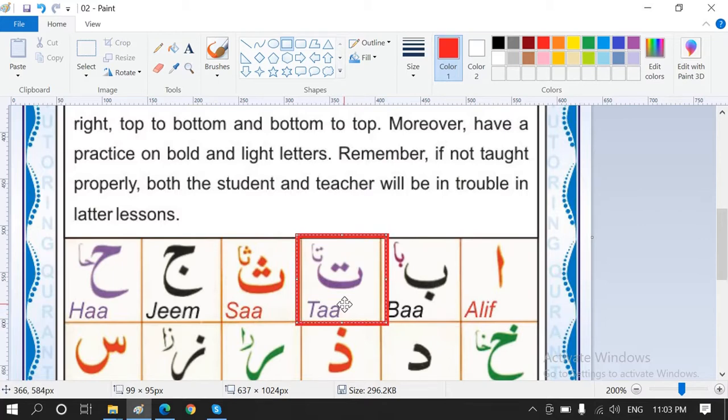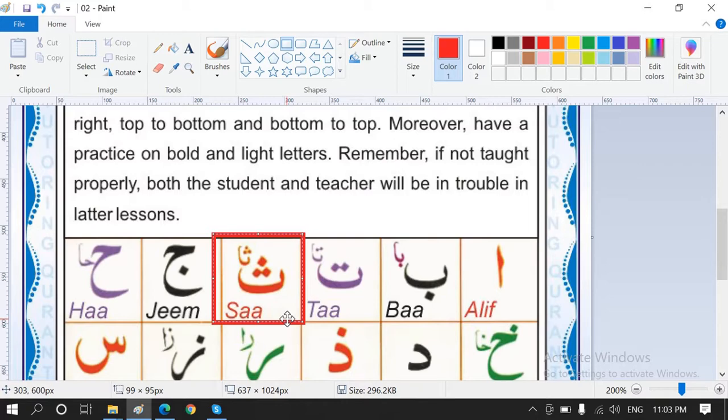Okay, so next is ta. Ta is pronounced from the tip of the tongue and the roots of the upper front teeth. Ta, ta, ta. And the next letter is tha. Tha has three dots, and the pronunciation of tha is tha, tha. Don't make a whistle sound. Tha, tha, tha. And tha is pronounced from the top of the tongue and the inner edge of your upper teeth.